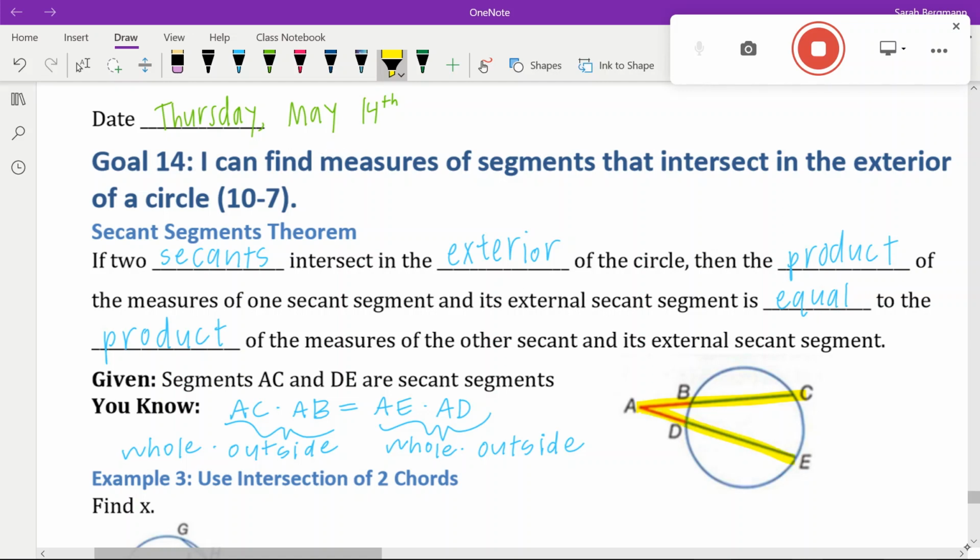Whenever you have a case like this, we know that the product means multiply. We have to take the whole secant, which would be AC, times its outside piece, which would be AB. That should be equal to the other whole secant, AE, times its outside piece, AD. How I like to remember this is that we take the whole times the outside, set it equal to the whole segment times the outside piece. So whole times outside equals whole times outside.